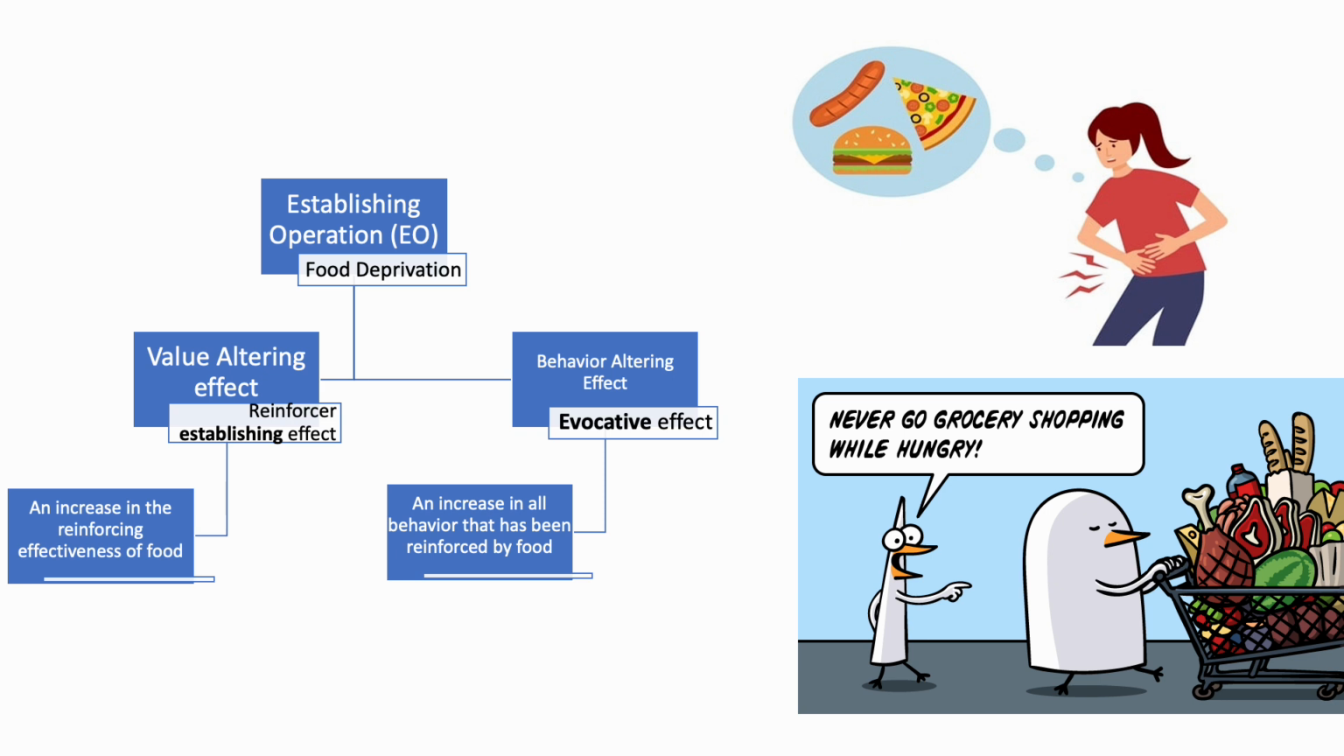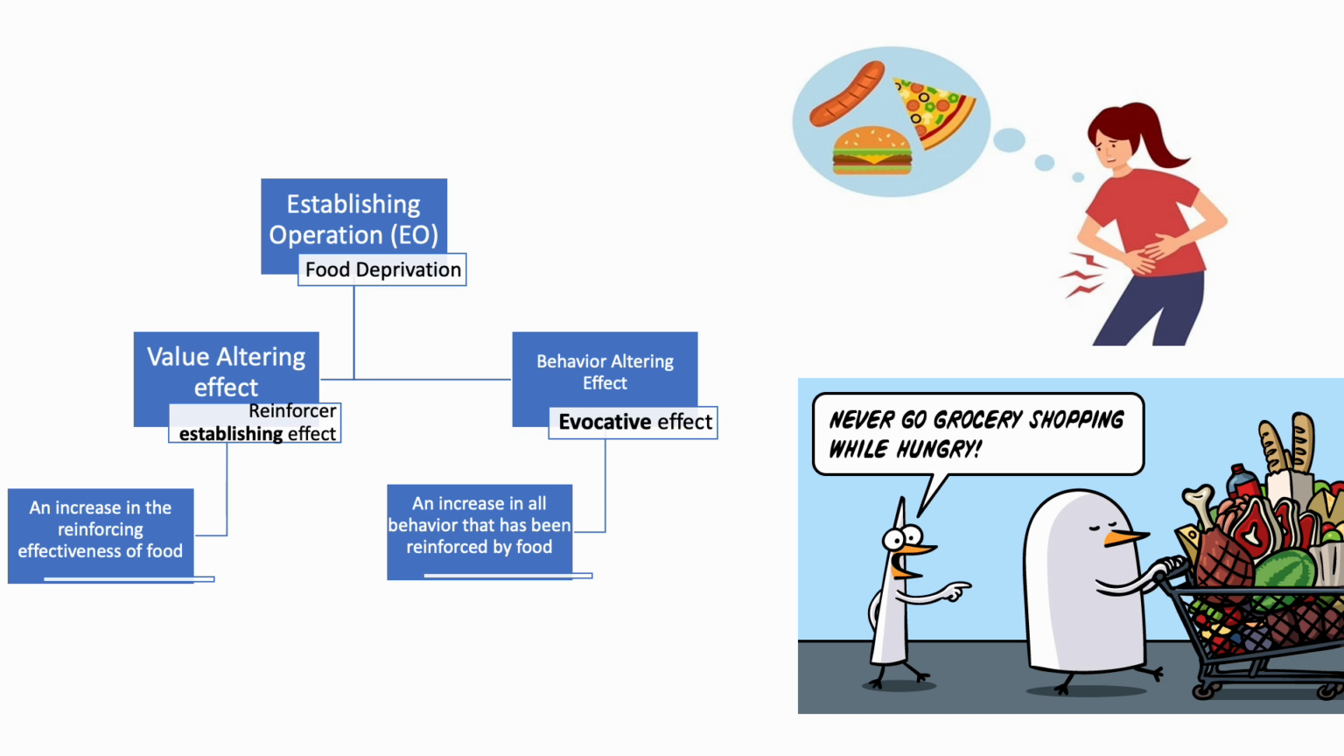So I'll just repeat that one more time. If there's an establishing operation present, which in this particular case is food deprivation, so if you've been deprived of food, that deprivation will establish food as a reinforcer and will evoke behavior in order to gain access to that particular reinforcer.